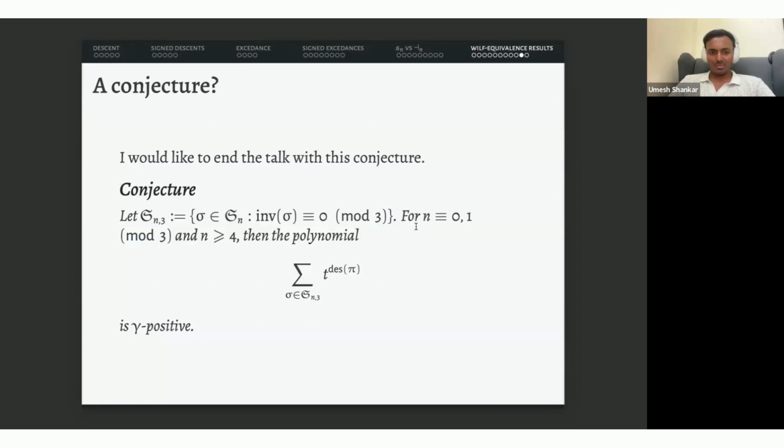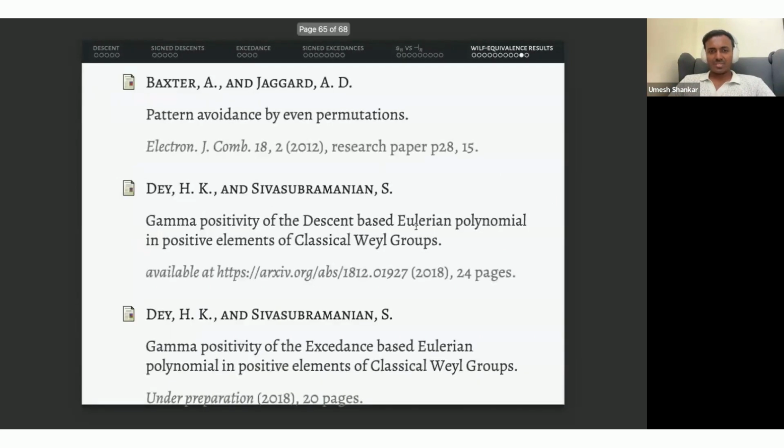I currently have no idea how to prove this. So these are my references. I think it came in 2012. Yeah, it's 12 years old.